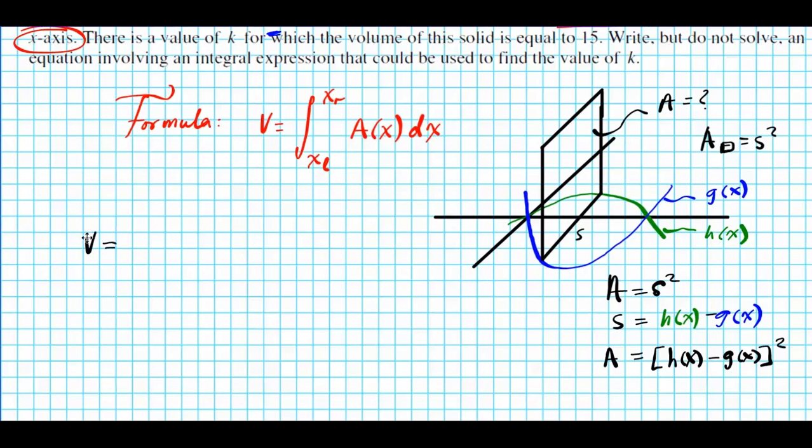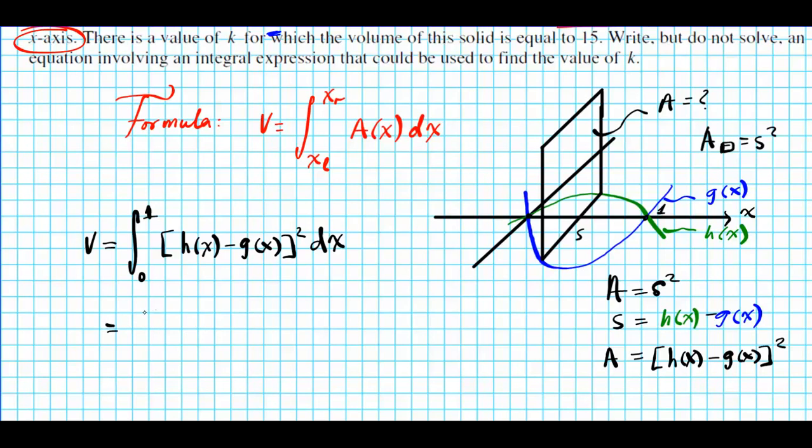So we're going to do volume is equal to the integral, x left is 0, you're starting from here, and then x right is 1. Okay, and then 0 to 1 of the area. The area is s squared, which is h of x minus g of x, quantity squared, dx. You notice all these are x values because our cross section is perpendicular to the x-axis. Okay, if it were perpendicular to the y, everything would be in terms of y.